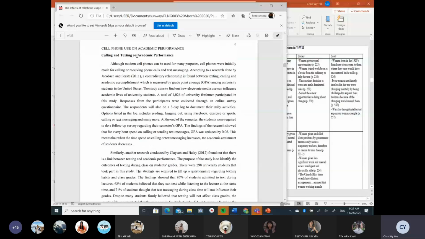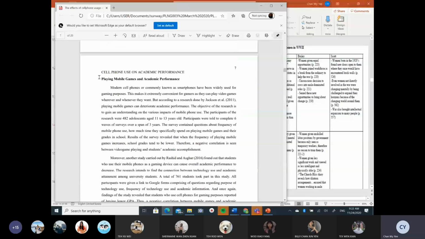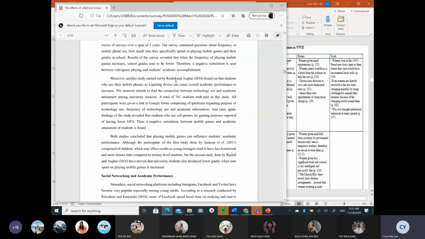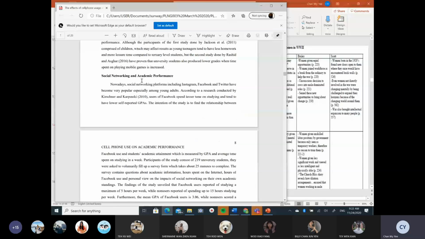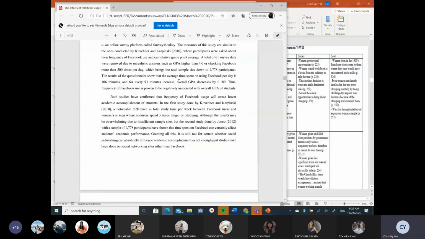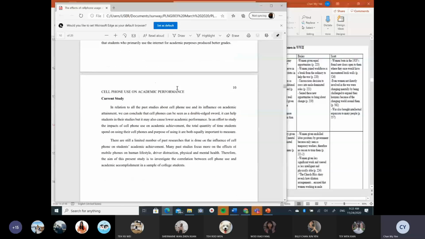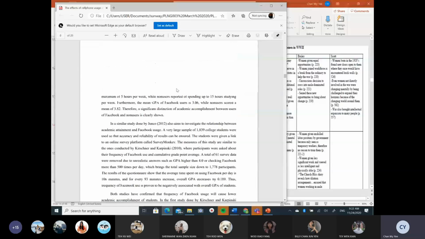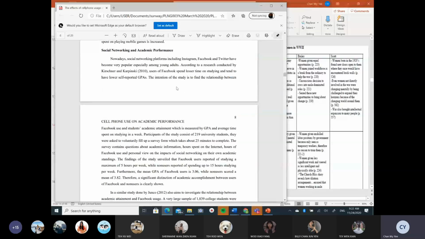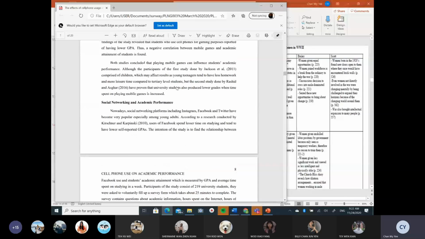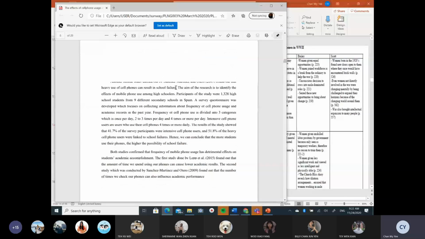Then he also found another sub-theme, which is calling and texting on academic performance. That's 2. Then playing mobile games and academic performance, 3. Then social networking and academic performance, 4. And then using mobile phones for academic purposes, 5. So he has 5 subtopics.